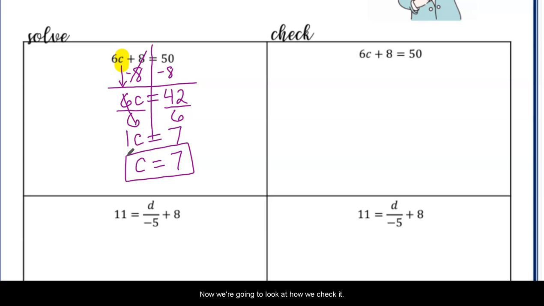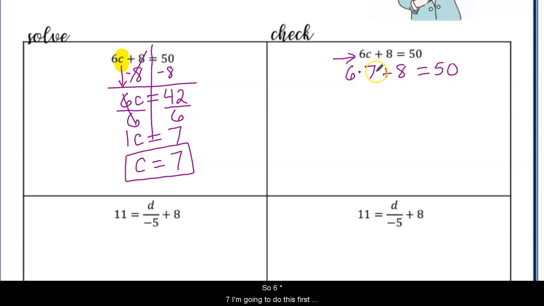Now we're going to look at how we check it, both with and without the Desmos calculator. So I'm going to put in, I have my equation over here, and I'm going to put in 6, and then I got c. I already know what c is. It's 7 plus 8, and I want to see if that's equal to 50.